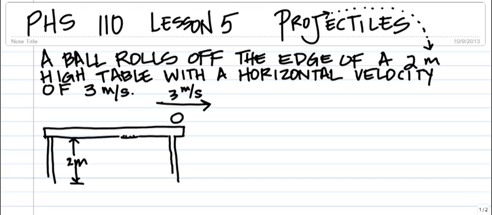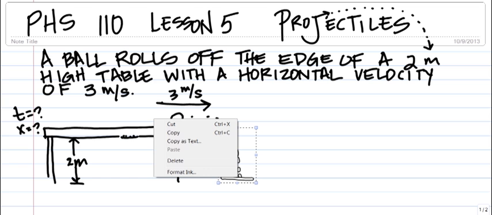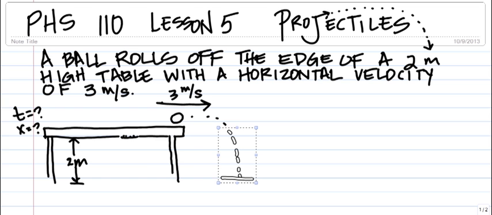So just knowing this little bit of information, you can actually solve for a lot of different things. We could find out how long it'll take for the ball to fall, how far away from the edge of the table the ball will fall. You could find out how fast it's going just before it hits the ground. But for right now, we're just going to worry about how long does it take to fall and how far away from the edge of the table does it fall.